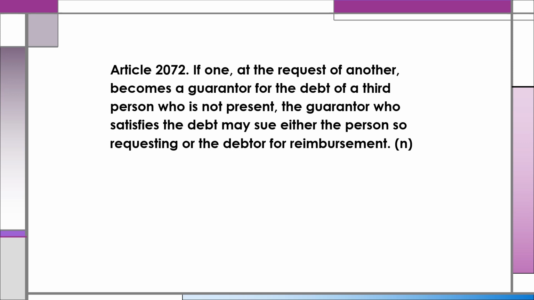So, in the event that the guarantor is made to pay for the debt of the debtor, then the guarantor can sue not only the debtor but also the creditor who convinced him to be the guarantor of the debtor who was not present when the contract of guarantee was constituted.